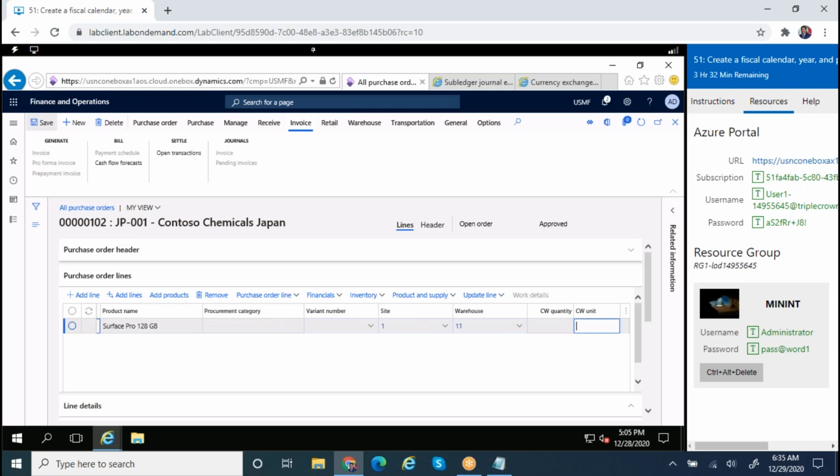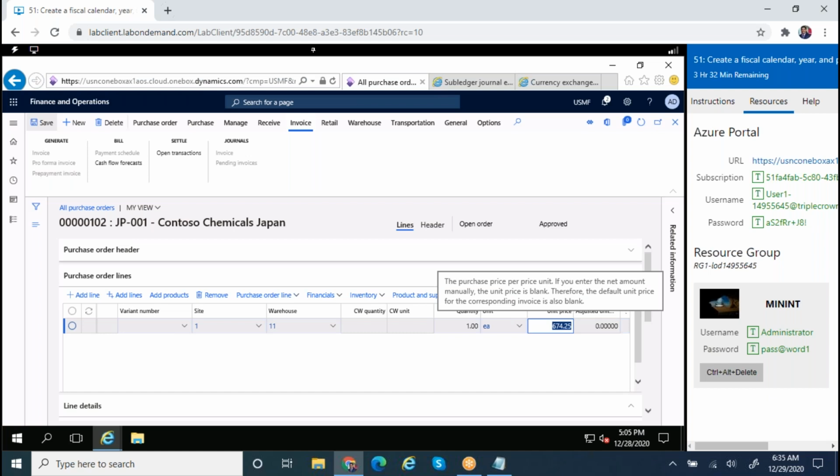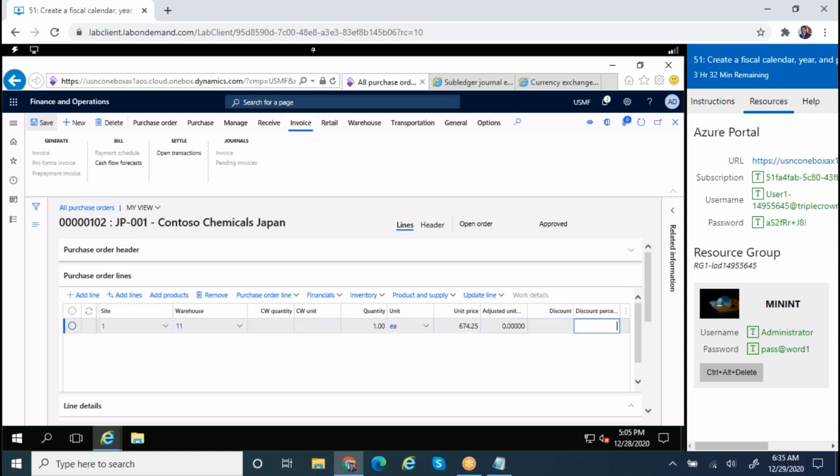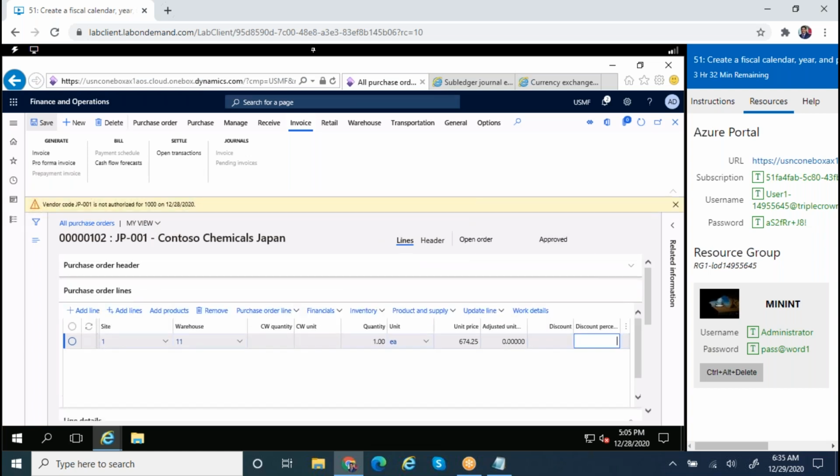I'm continuing. See here, what I will do, I will make it 674.25 euros. Okay. That is 899. 899 US dollars equal to 674.25 is the currency now. Okay. Give me 1 second.